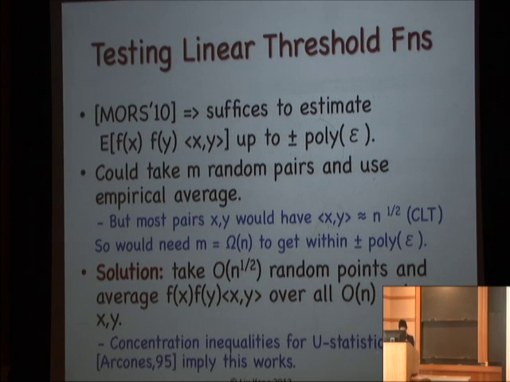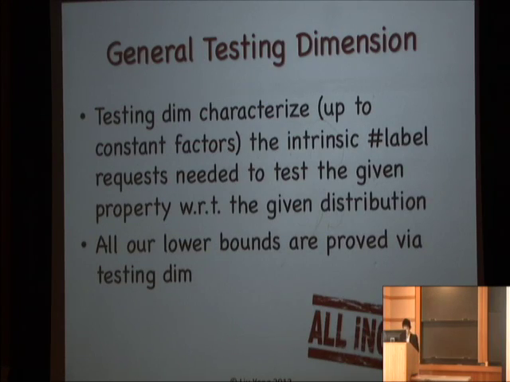A more subtle approach is to take order square root n random points, and then we calculate the empirical average of the quantity over all order n pairs. And then we can apply the concentration result for the U statistics for pairs of points, from the work of Arcones, to show that this actually achieves the desired precision. I should note here there are a few more complications that need to be worked out. But you can see that in the paper, but this is the basic idea. Okay.